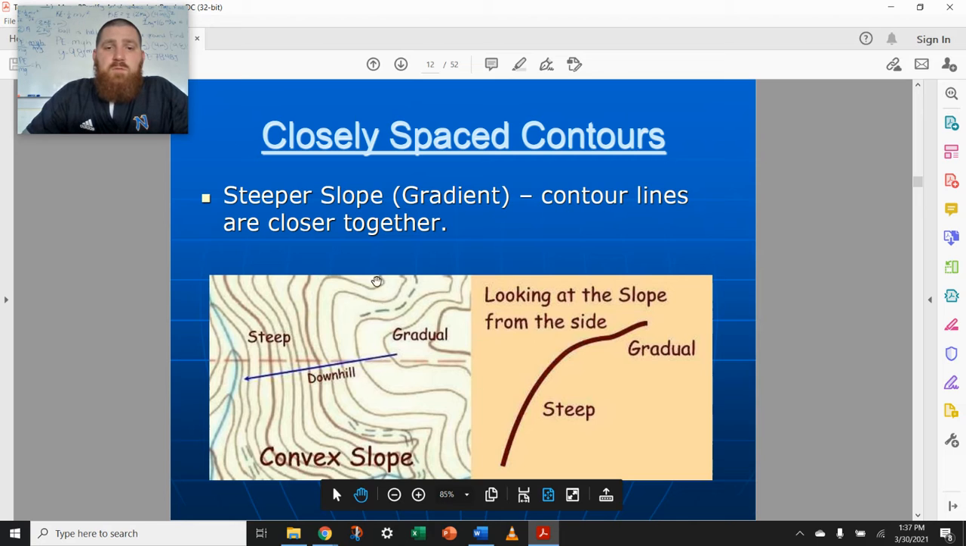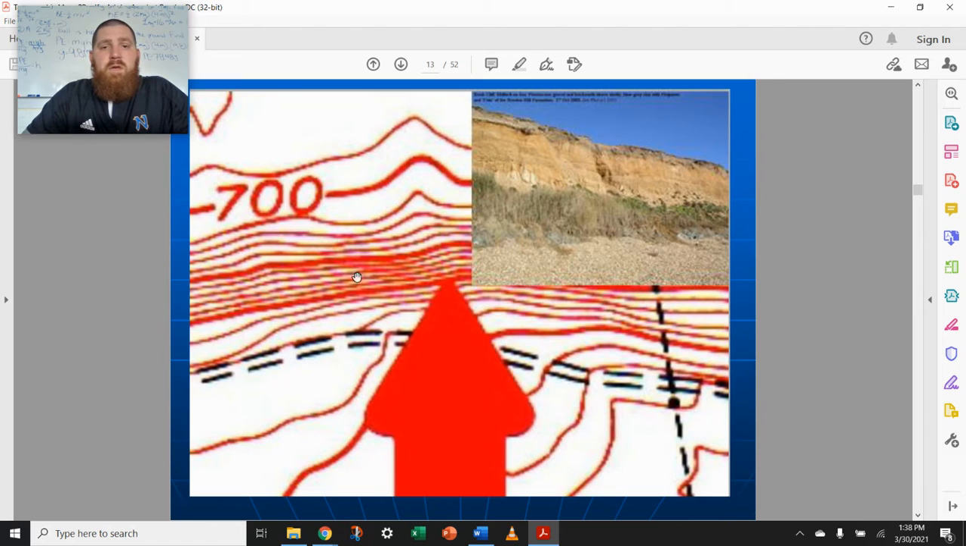So here on our contour map, we can see that the contour lines are very spaced out, versus over here where we have something that's very steep. Again, here's an example of a steep slope. And you can see that in the real world example right here of a very steep ridge where the elevation changes very, very quickly. Over here, they're a lot more spread out, as well as down here.